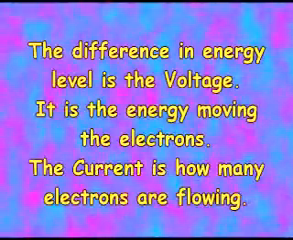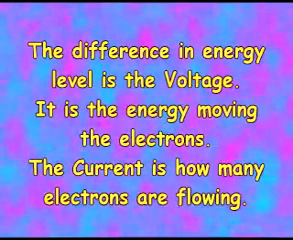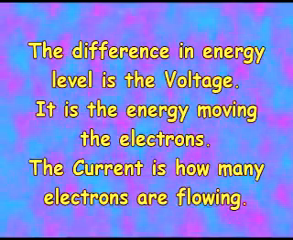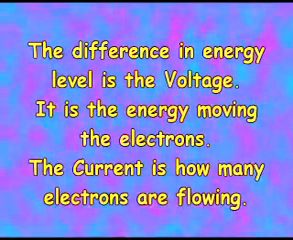So it's like if I had a tube of water, and if I had the tube perfectly level, the water would stay in the tube. But if I went like this, the water would flow out of the tube. The difference in energy is the voltage, and that's what makes it flow. The actual material is the current.